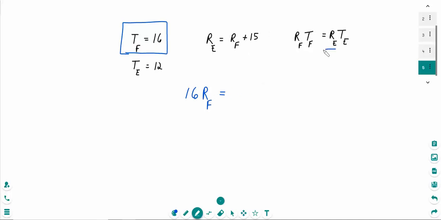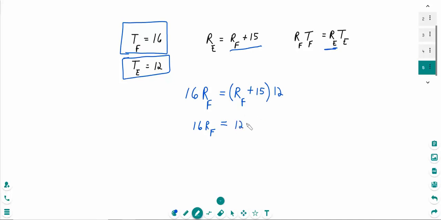So instead of r sub e here, we're going to have the r in parentheses, r sub f plus 15. We're going to plug that in for that r sub e. And then lastly, we have t sub e, which they did tell us over here is a 12. All right, so now we can actually do some multiplication and simplification here and solve for r sub f. So we have 16 r sub f on the left. On the right, we're going to distribute the 12 through, so we're going to have 12 r sub f plus 12 times 15, which is 180.